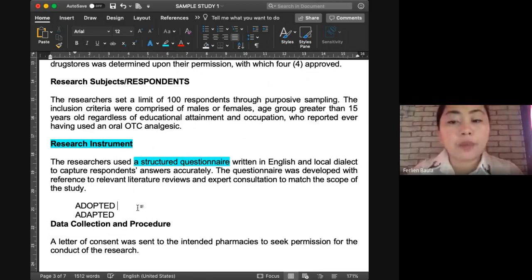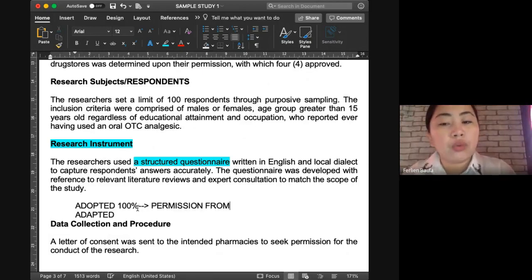So when you adopt, that means 100% of the questionnaire will be used by the researcher, or yung sa inyo, gagamitin nyo talaga yung mismong questionnaire na nakuha doon sa previous study. But it needs to have permission from the original or from the source.